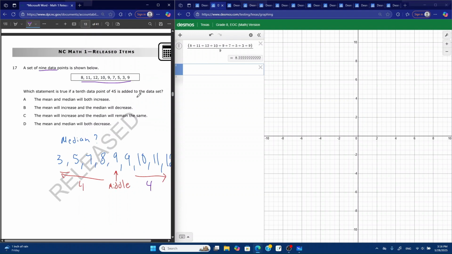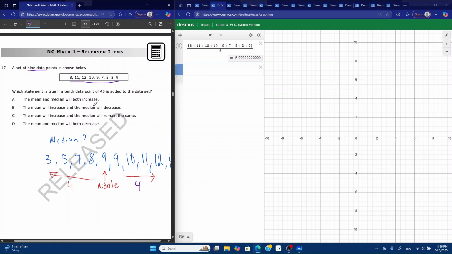All right, but it's asking us what statement is true if a 10th data point of 45 is added. So all you have to do is copy this. All right, we add 45 to the end, change this 9 to a 10 because there's now 10 data points. And our new mean is 11.9. So that means our mean increased from our old mean.